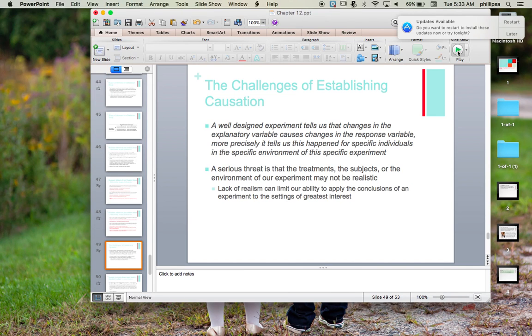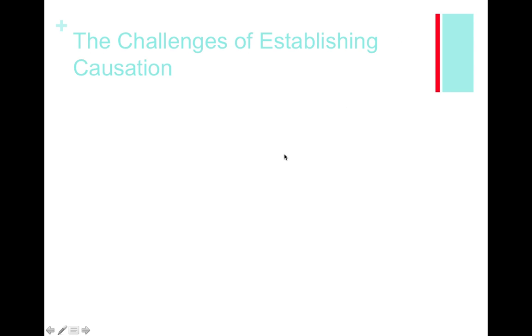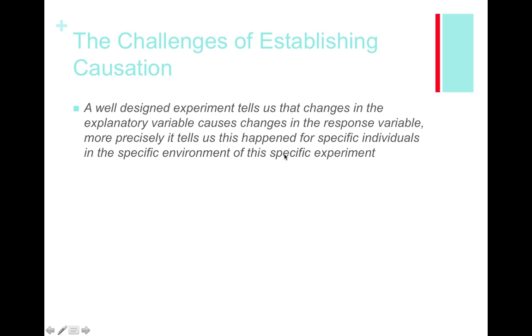Okay, last video, and it should be a quick one. A well-designed experiment tells us that changes in the explanatory variable cause changes in the response variable. More precisely, it tells us that this happened for specific individuals in the specific environment of this specific experiment.